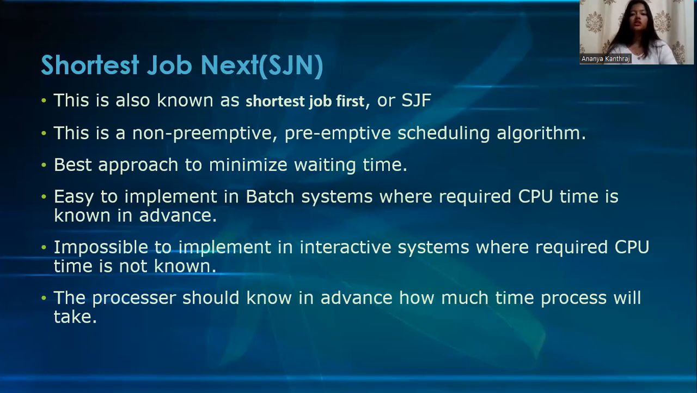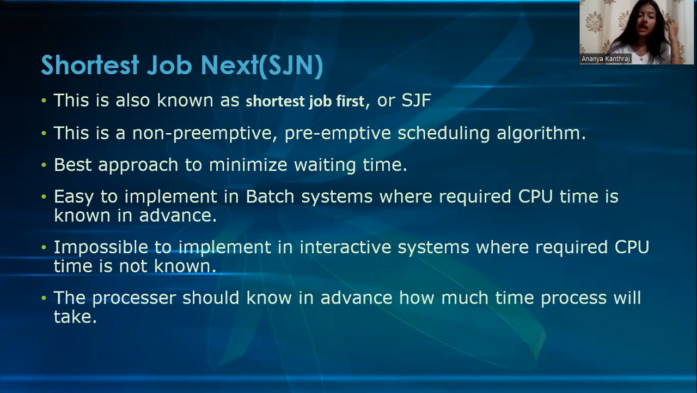This is also known as shortest job first, or SJF. It's a non-preemptive scheduling algorithm. It is the best approach to minimize the waiting time, and that's the advantage of shortest job next. It's easy to implement in batch systems where required CPU time is known in advance. It's impossible to implement in interactive systems where required CPU time is not known, which is the disadvantage of shortest job next. And the processor should know in advance how much time the process will take. These are the advantages and disadvantages of shortest job next.